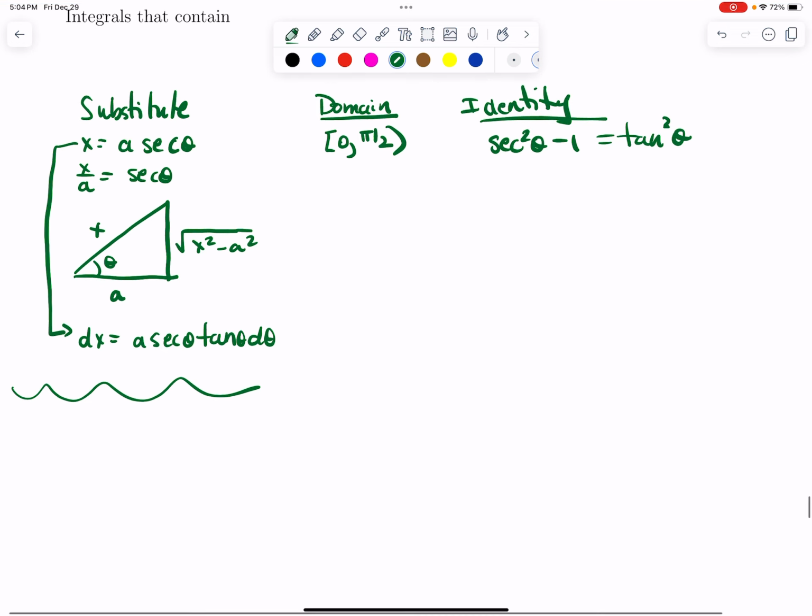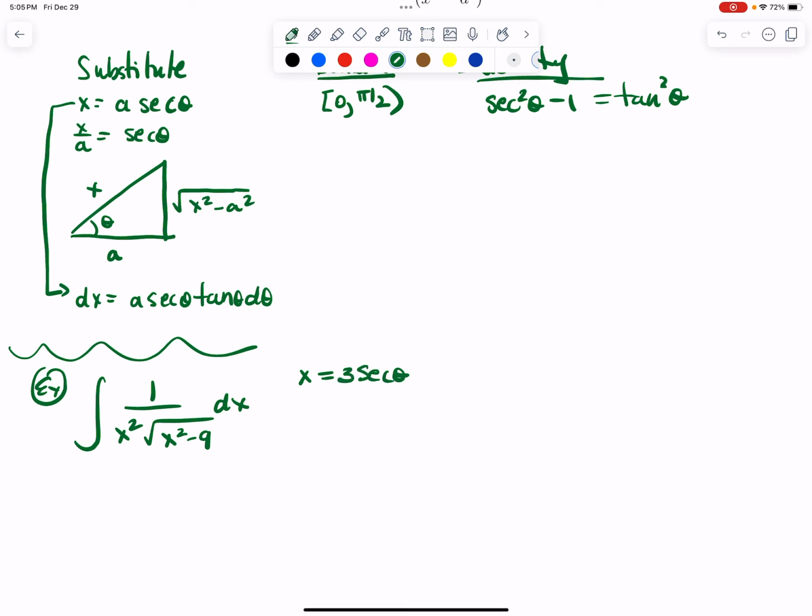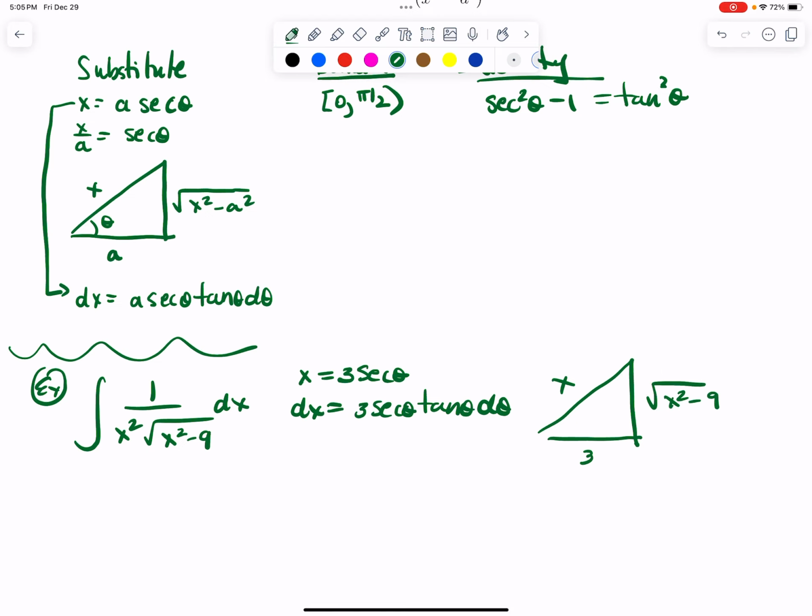Let's do this one. The integral of 1 over x squared, and then times the square root of x squared minus 9. Very similar to the one we had above, but notice that this time it's not 9 minus x squared, it's x squared minus 9. So we are going to let x be equal to 3 secant theta. dx then is equal to 3 secant theta tan theta d theta. And the triangle that we get is going to be x, 3, the square root of x squared minus 3 squared, or 9.